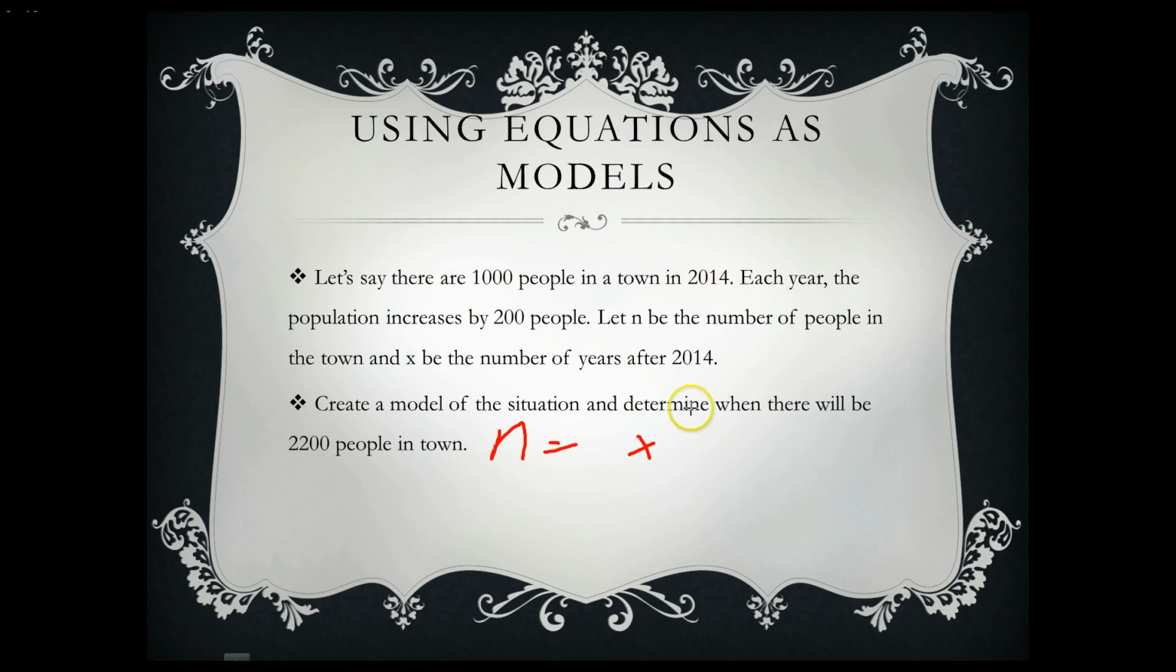So our y-intercept is going to be how big the population is at the initial year, and there's 1,000 people initially, so that's our y-intercept right here. And our population increases by 200 people every year. So we know that the slope, or how much it increases by every year, is 200. Alright, so that's actually our equation. It's very simple. And it says determine when there will be 2,200 people. So 2,200 people is our dependent variable. We can just plug that in. So 2,200 is equal to 200x plus 1,000.